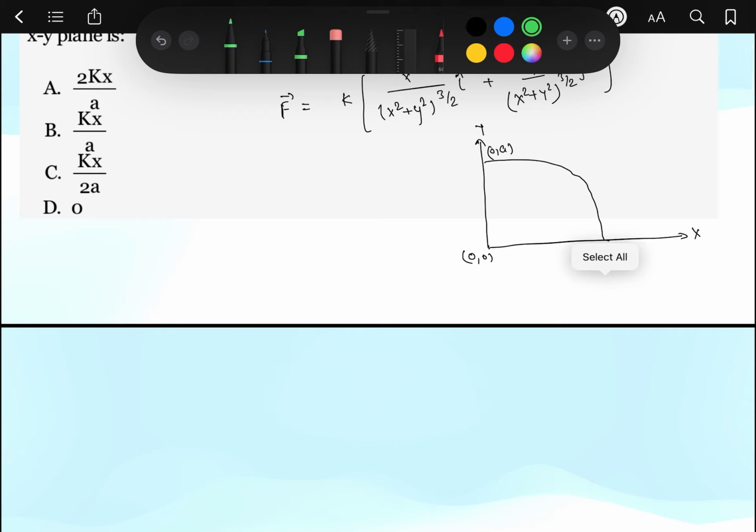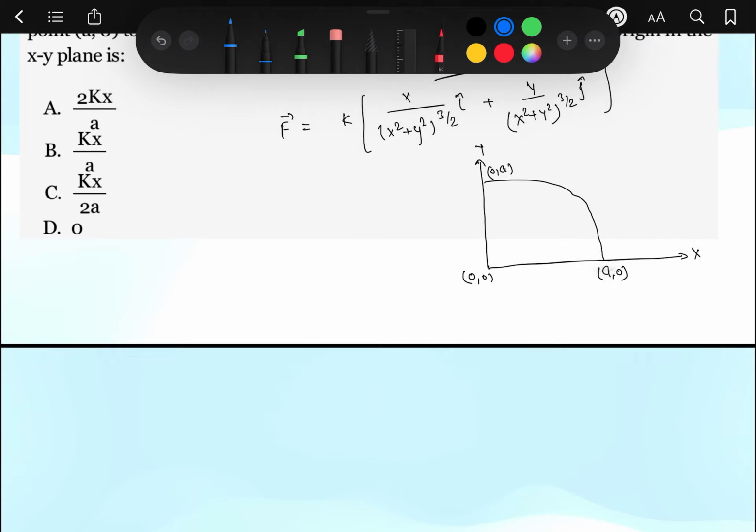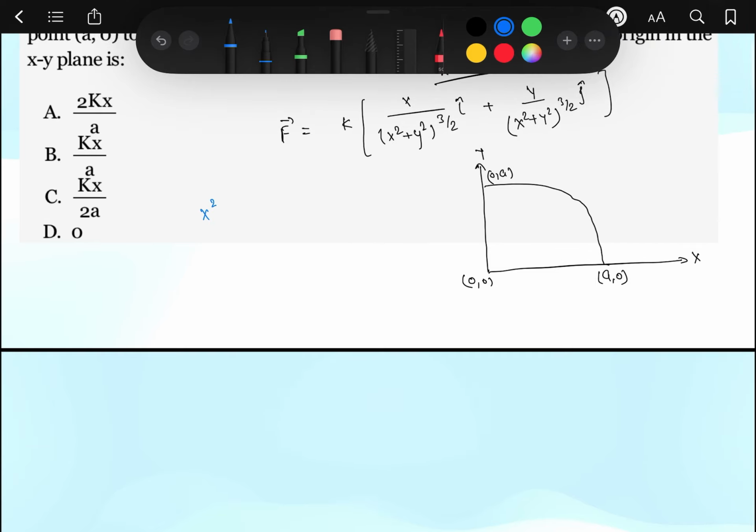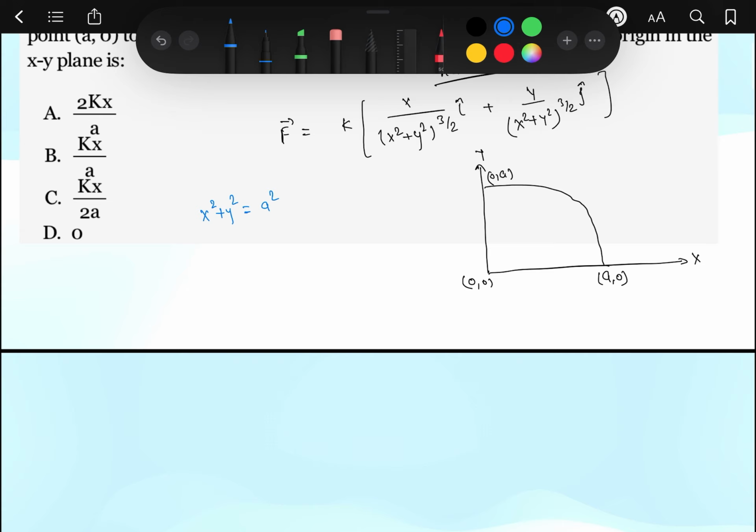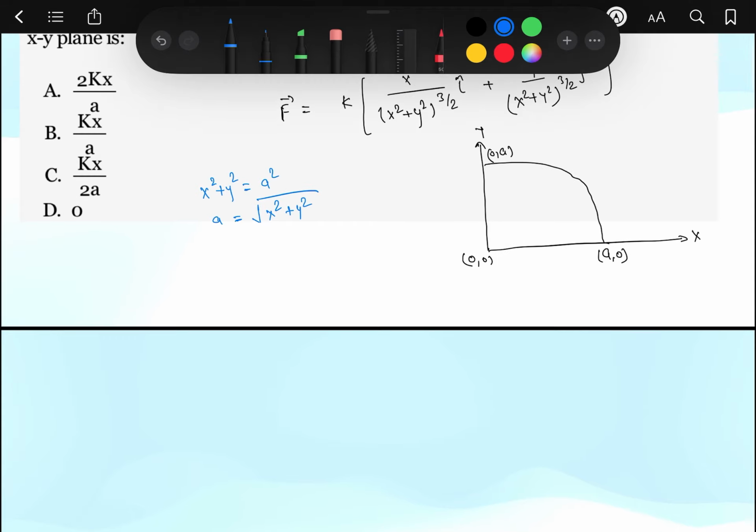So here, from the equation of the circle, x square plus y square is equal to a square, in the force I can substitute these values. I can directly write the value of a is equal to root under x square plus y square, so I can substitute the value of root under x square plus y square in this force.